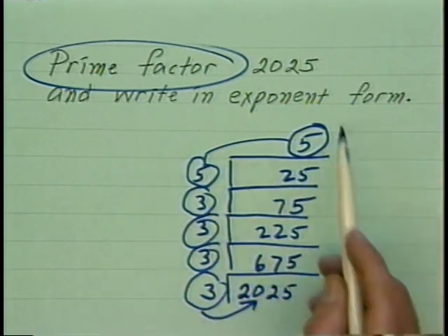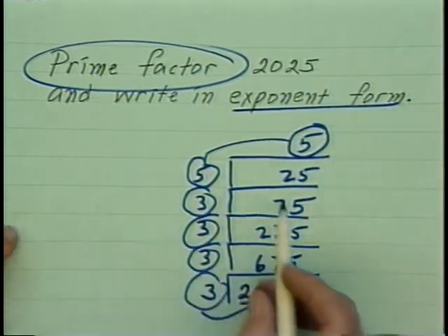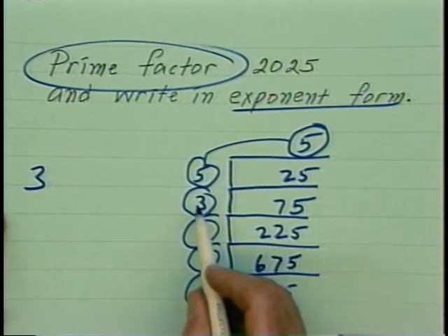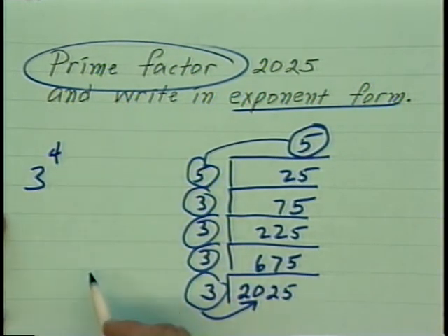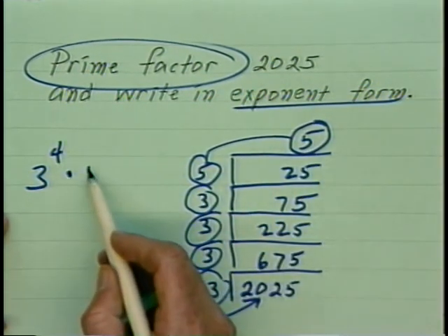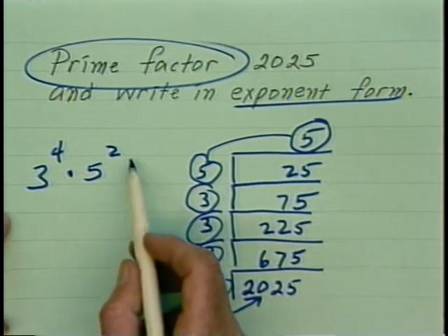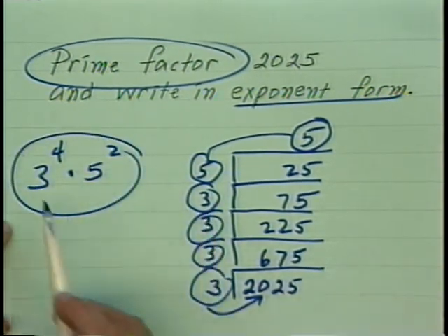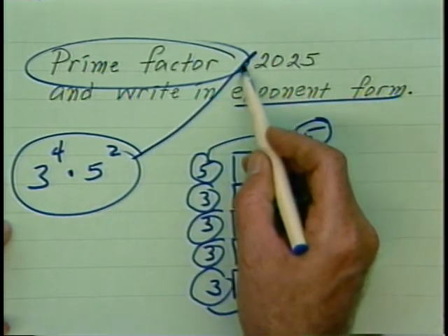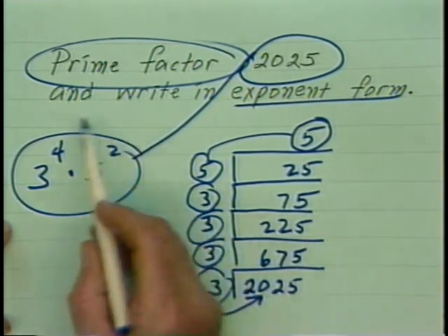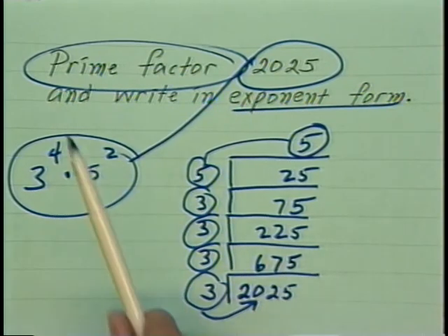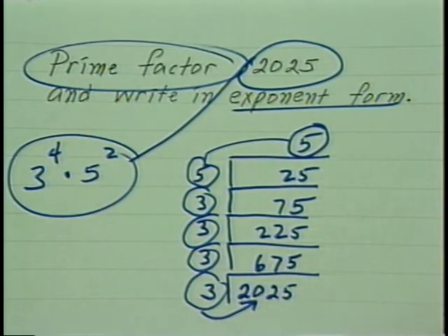Now, to write this in exponent form, we're going to have first a 3, and there's 1, 2, 3, 4 3's being multiplied together. So we have 3 to the 4th times 5. There are 2 5's being multiplied together. So this number, 3 to the 4th power times 5 squared, is simply another way of writing that number. And this other way of writing this we call prime factorization. The process of doing it we called prime factoring.